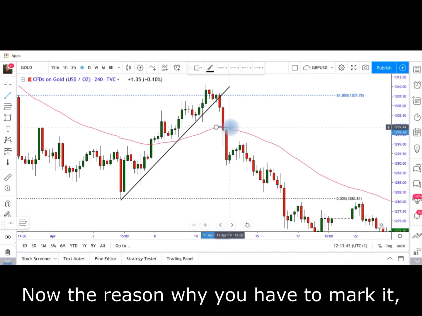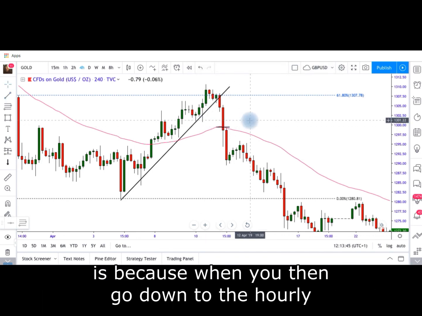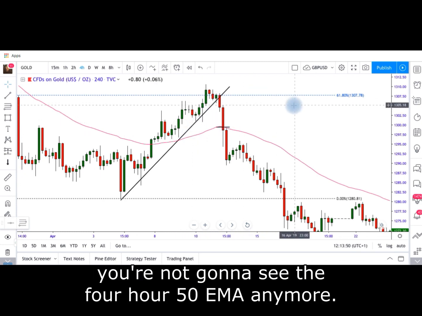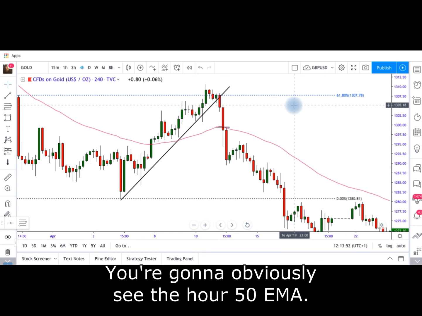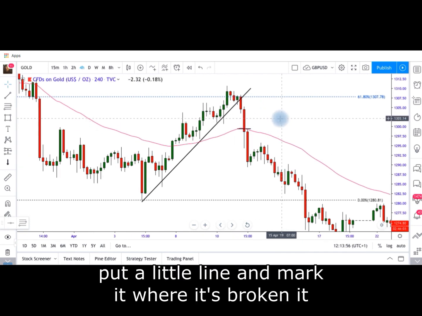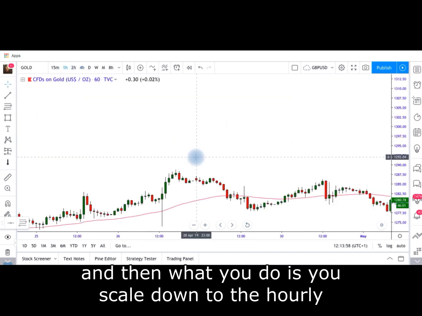The reason you have to mark it is because when you go down to the hourly to look for the retest, you're not going to see the 4 hour 50 EMA anymore. You're going to see the hour 50 EMA. So you just put a little line and mark where it broke. And then you scale down to the hourly.